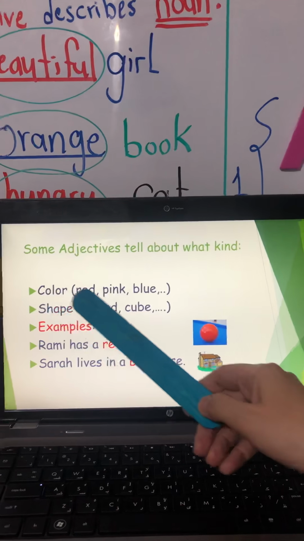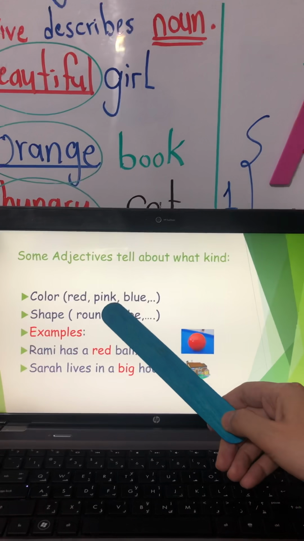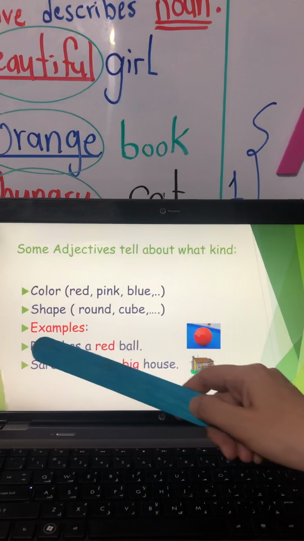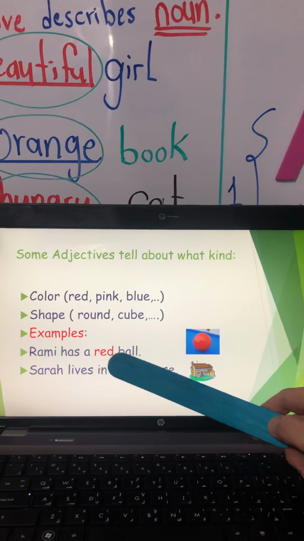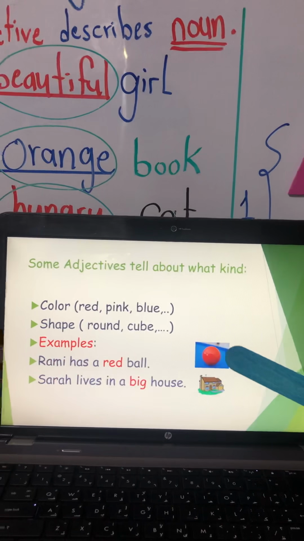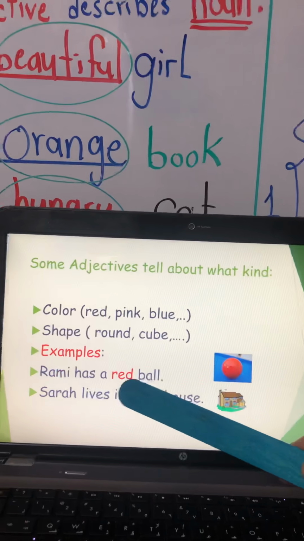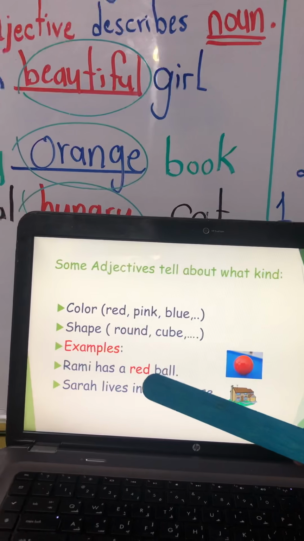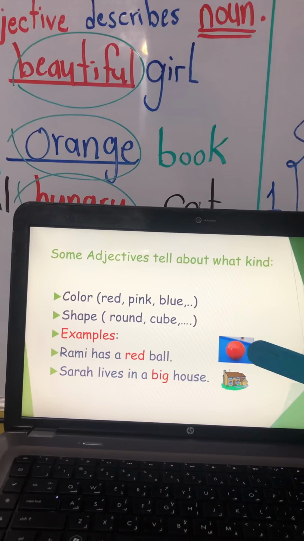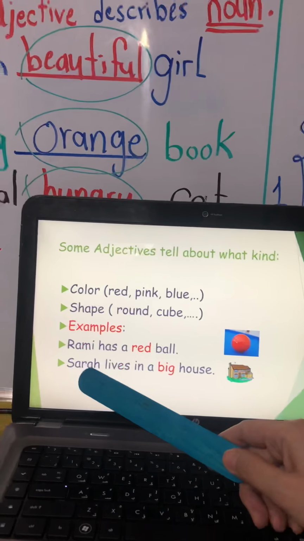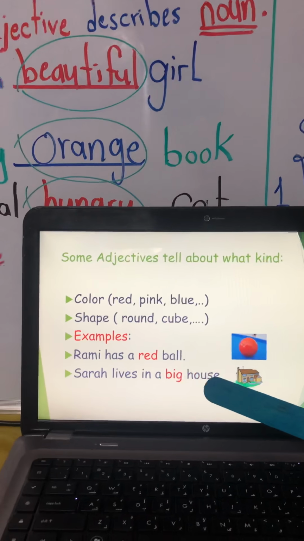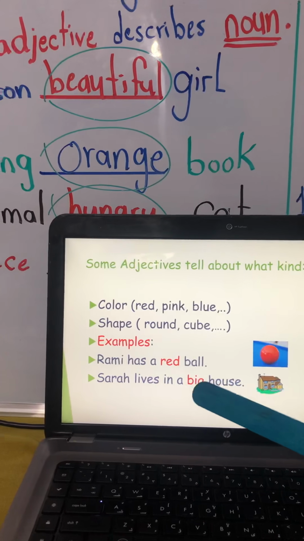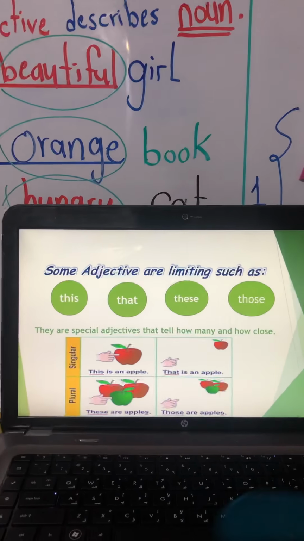Some adjectives tell about what kind. For example, the color: red apple, pink dress, blue hat. Shape: round ball, cube. Examples: Rami has a red ball. If we look at the picture, the part of speech of red is an adjective. It gives me more information about the ball. It is red. Sarah lives in a big house. Big here describes the noun house.